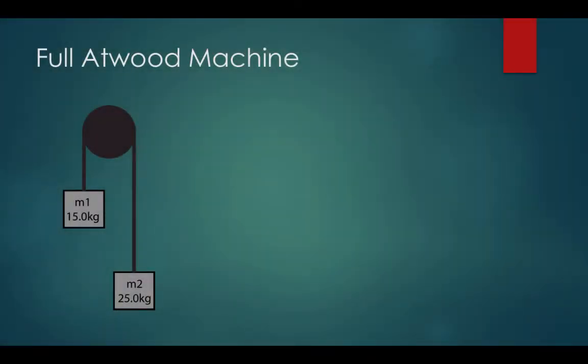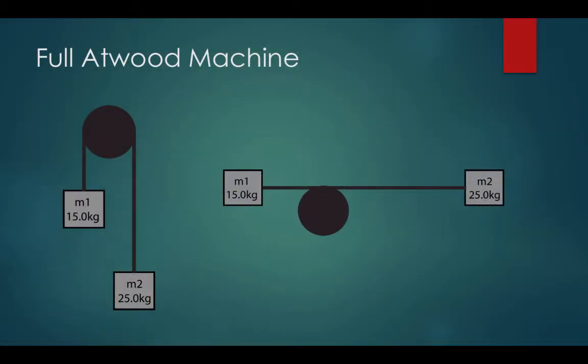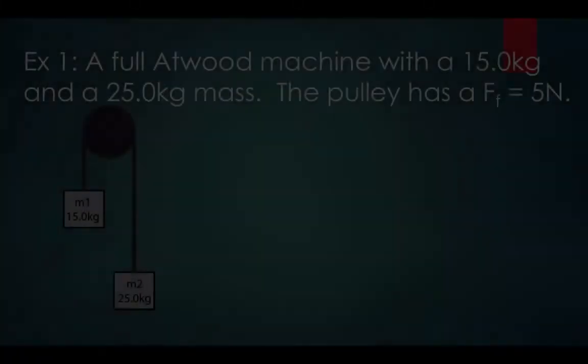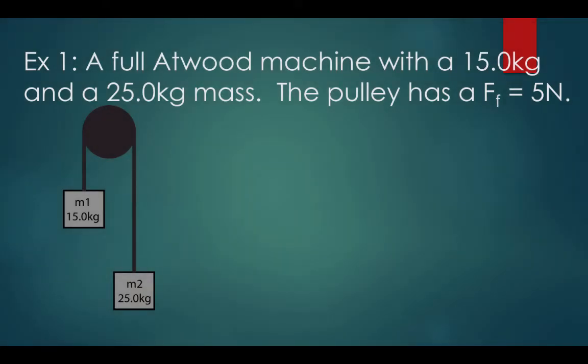Remember, we can redraw an Atwood in a single plane to help us calculate net force. However, you'll likely need to refer back to the original drawing for the direction of the acceleration of the masses. Let's look at this example of a full Atwood machine with a 15 kg and a 25 kg mass hanging across a pulley that has 5 newtons of friction force.